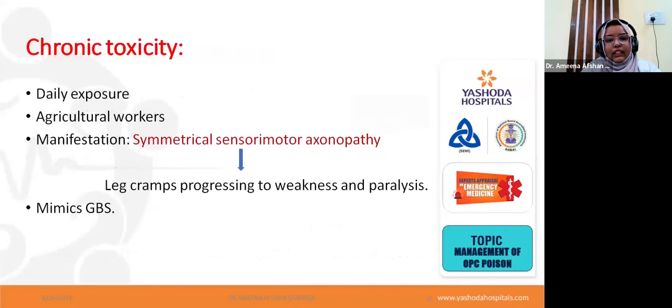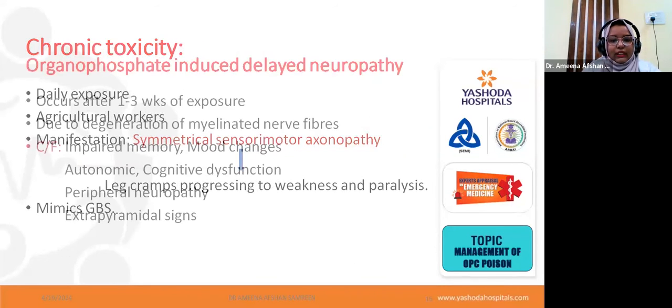The chronic toxicity occurs in somebody who has been daily exposed to some amount of OP compound. These are mostly agriculture workers. They manifest as symmetrical sensory motor axonopathy. They present with leg cramps progressing to weakness and paralysis. Here, distal muscle paralysis is more common. So it mimics GBS.